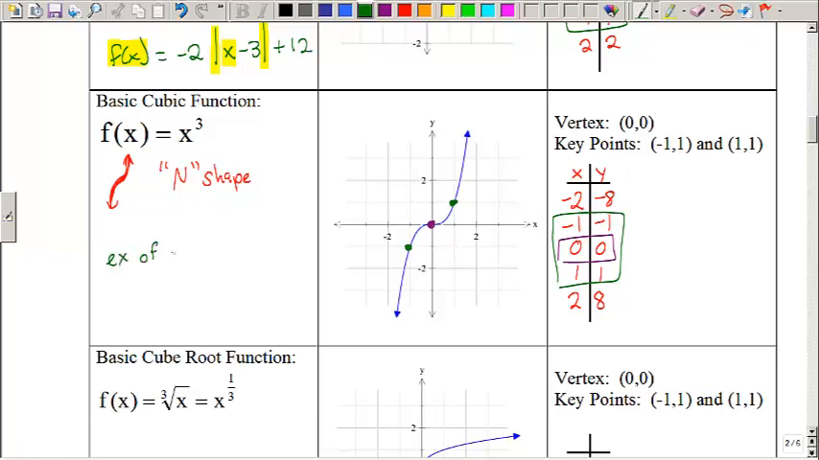An example of a transformation for a transformed cubic function would be f of x is equal to 4 times the quantity x minus 1 cubed plus 3. Notice we have f of x equals, our x is being cubed. We do have a minus 1, a plus 3, and a multiply by 4, which are all transformations. But you have to be able to look at this and see that this is a cubic function because we do have an x value and we are cubing it.